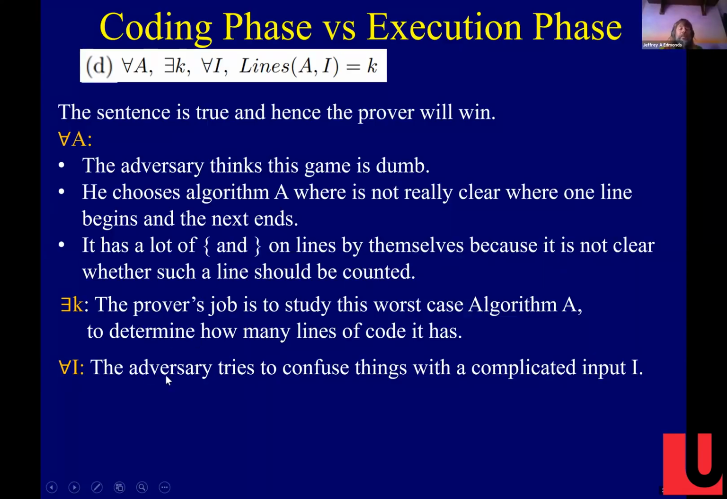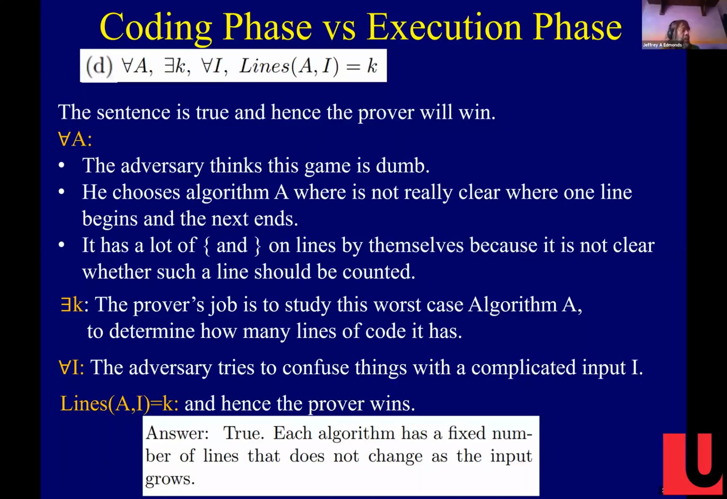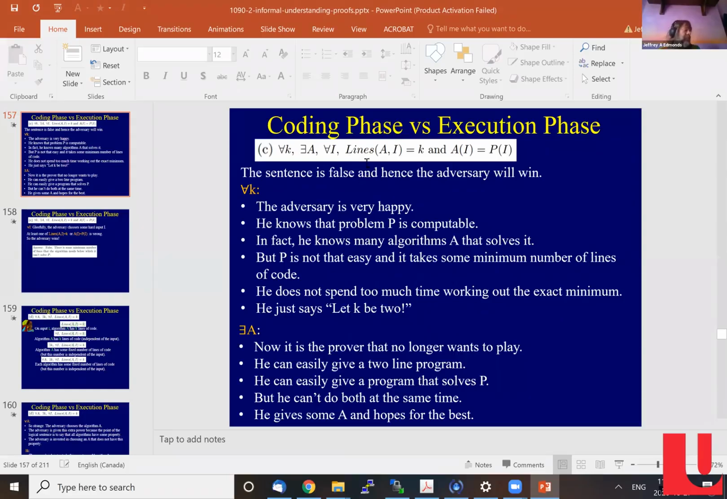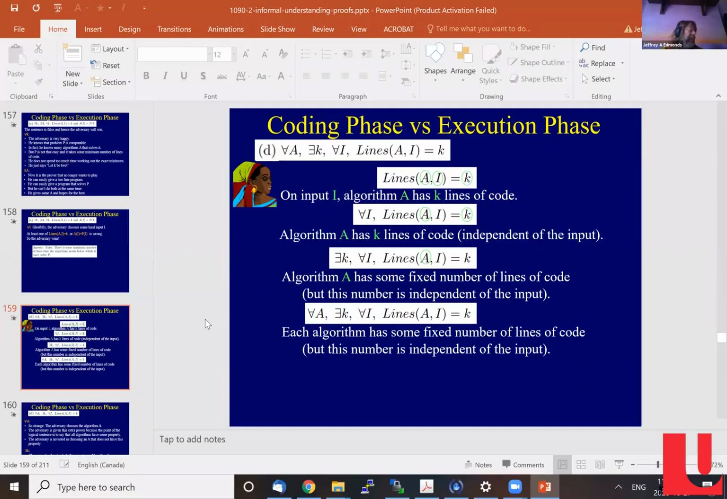Then once we have an algorithm, the adversary tries to confuse things by giving us some complicated arbitrary input, but that doesn't help any, because the algorithm does in fact have this number of lines of code and we win. Are people following this? This says each algorithm has a fixed number of lines of code that doesn't change with the input. Versus the earlier statement, where everything before talked about the existence of an algorithm. So it's possible that there were some algorithms whose number of lines of code depended on the input, and we weren't talking about them. But this one's saying no, that's not the case. This is something that's true about every algorithm.